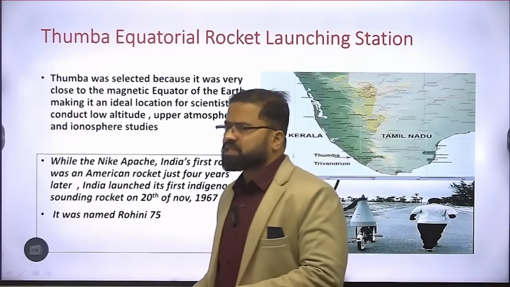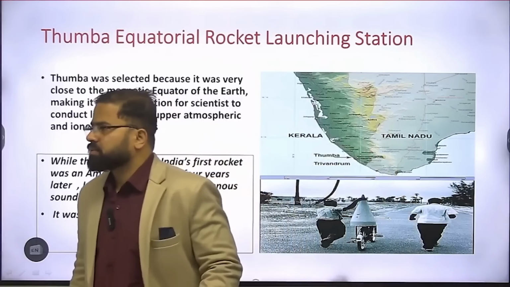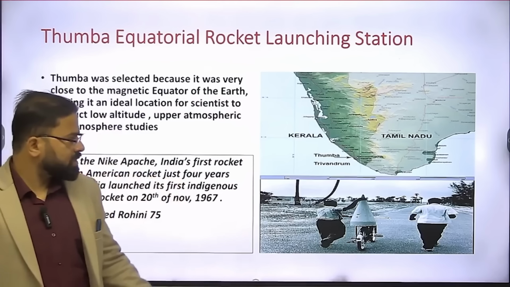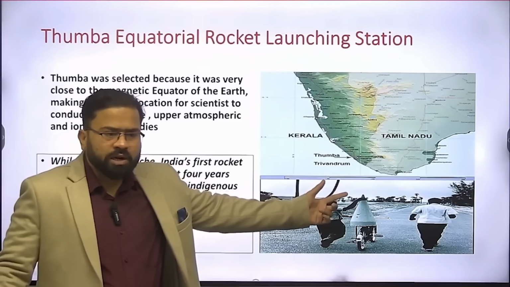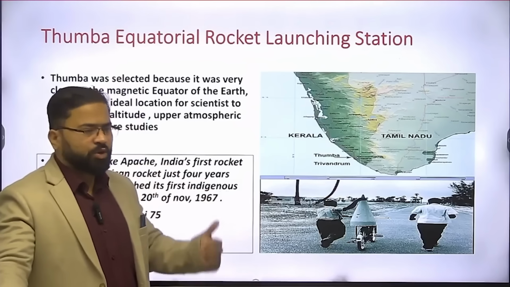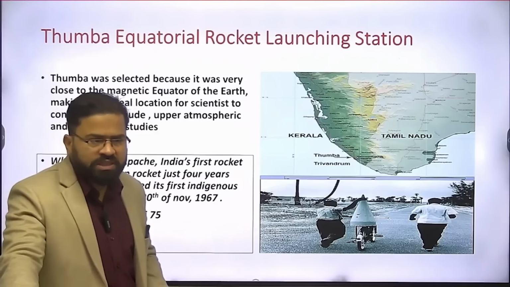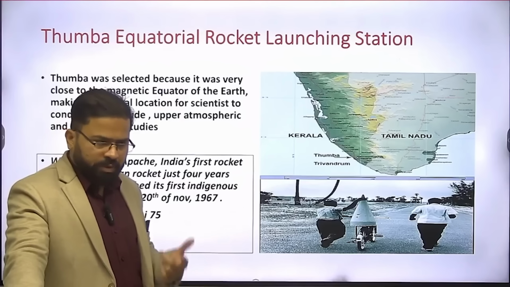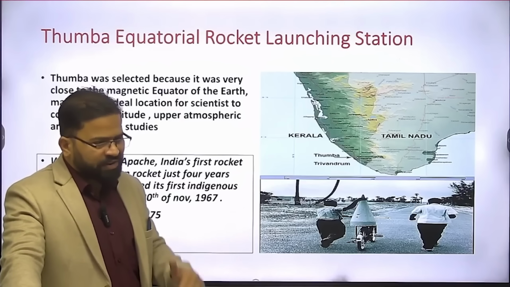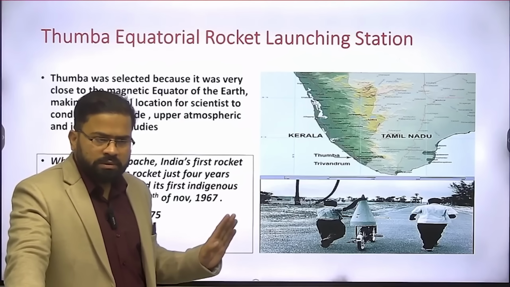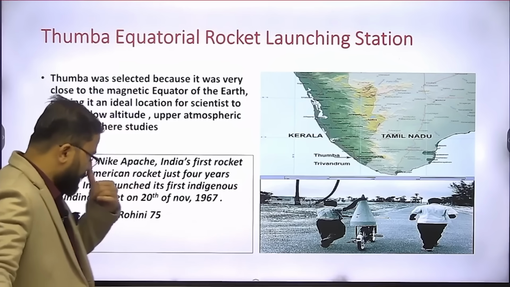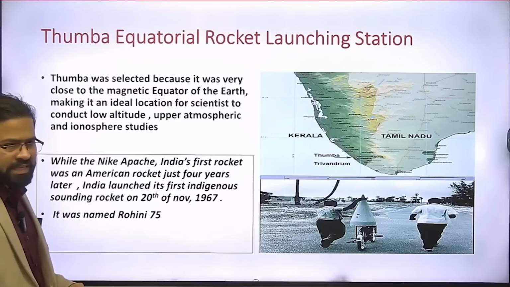So the first launching station was developed at Tumba Equatorial Rocket Launching Station. It is in Tamil Nadu. Basically, it was not a completely equipped space station. It was a church, and for the purpose of launching rockets and satellites, we just converted it into the Tumba Launching Station. Now, why was this particular location selected?